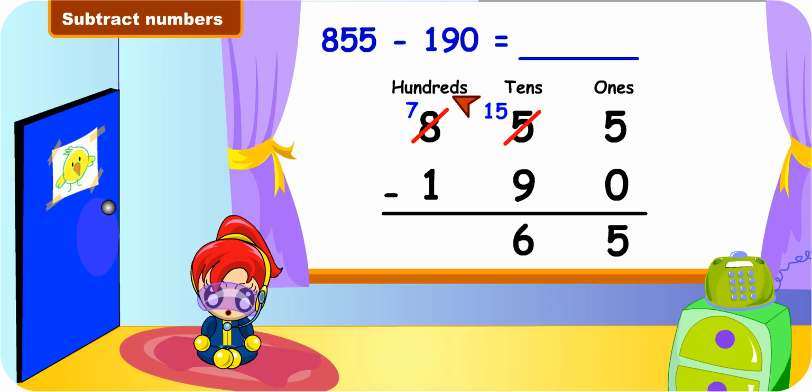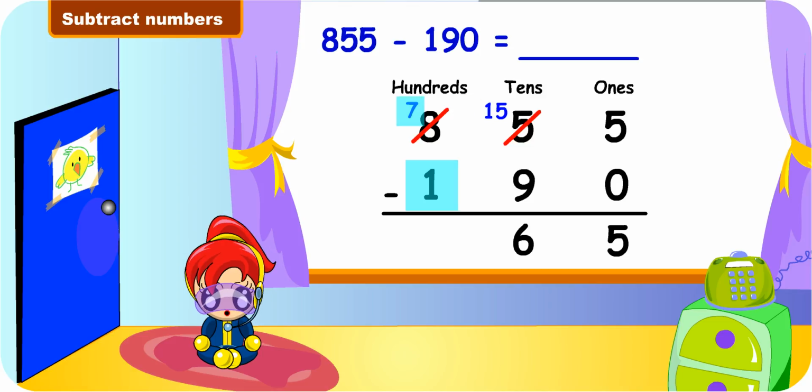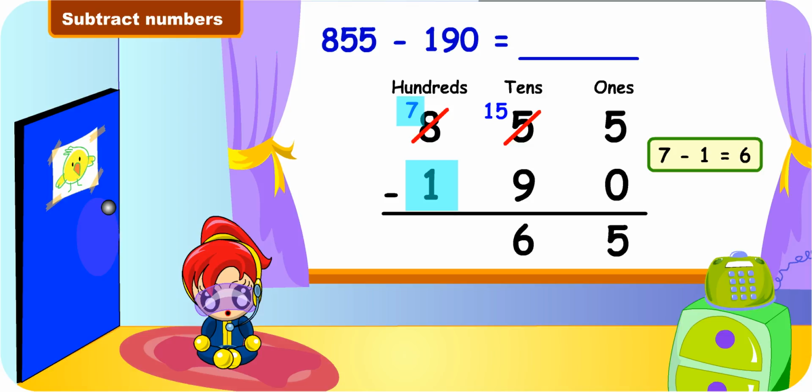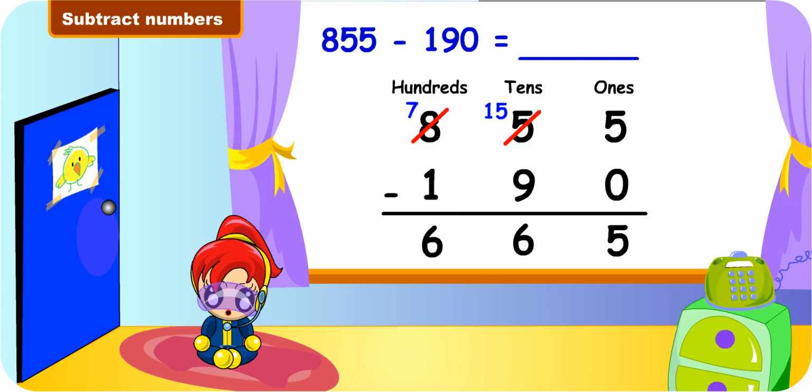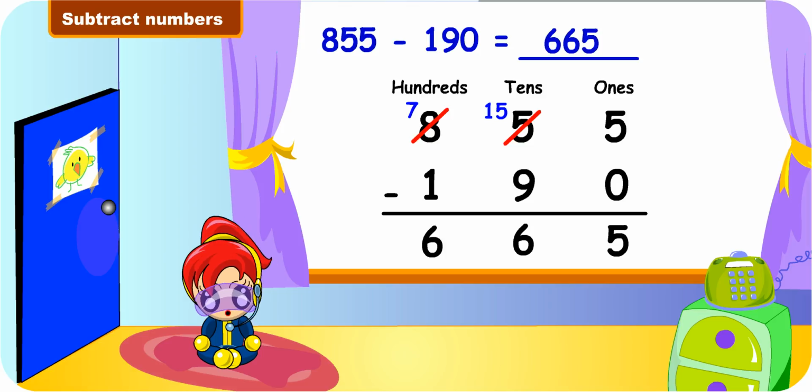After this, we will subtract the hundreds. That's right. 7 hundreds minus 1 hundred is 6 hundreds. So we write 6 in the hundreds column. Therefore, the difference between 855 and 190 is 665.